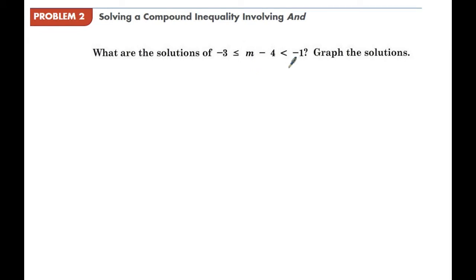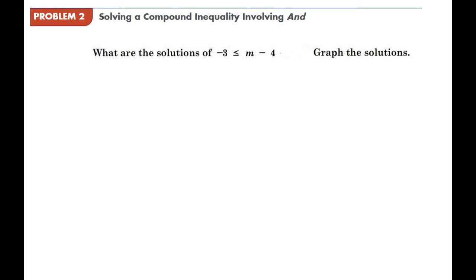m minus 4 is in between -1 and -3. So I know I'm involving the word "and." The way we're going to solve this is you have two inequalities. If I erase this side, I have an equation right here, -3 less than m minus 4. So that's one solution right there.